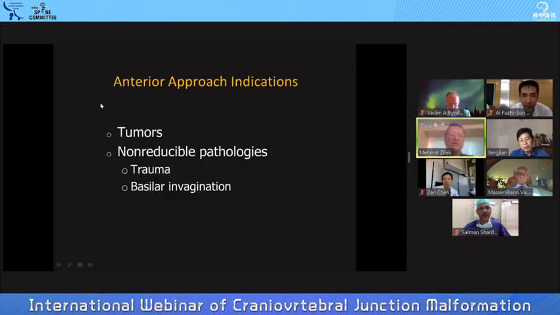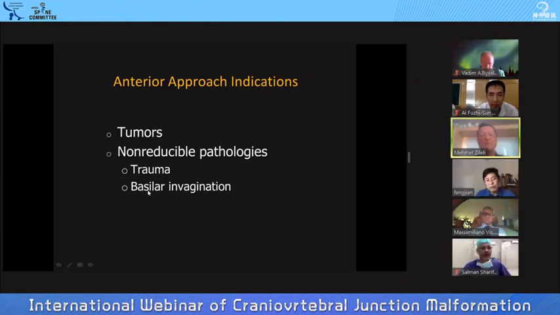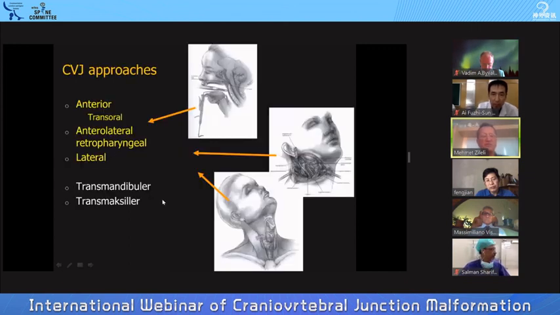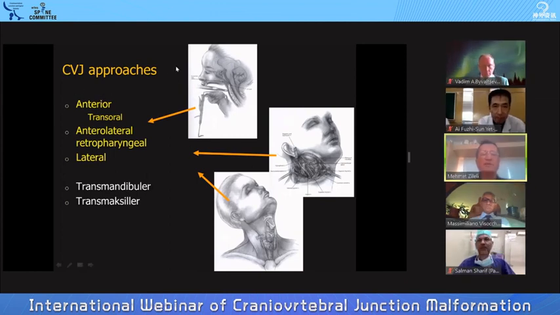The main indications, as I said before, are tumors and non-reducible pathologies like trauma or basilar invagination, which, according to Atul, is very rare when it cannot be reduced. Very commonly known is the transoral approach, but you can also use anterior retropharyngeal or lateral approaches.